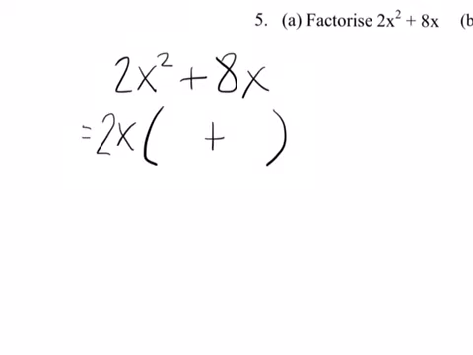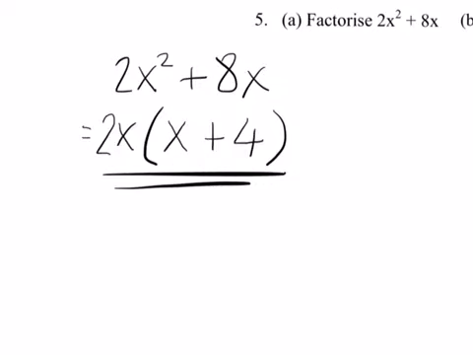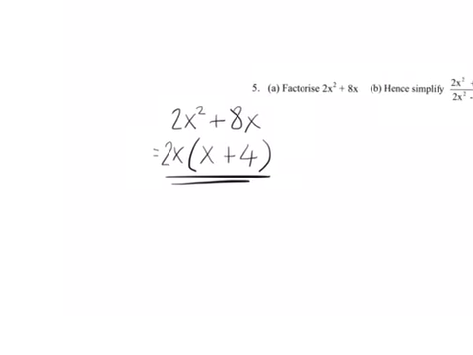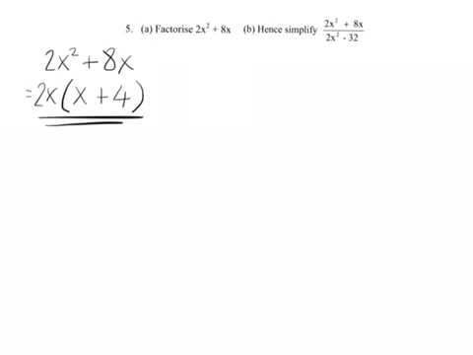So 2x times x gives us our 2x squared above, and 2x times 4 gives us our 4x. So that's our answer to the first part. Moving on to the second part of the question. The question in part B says hence simplify 2x squared plus 8x over 2x squared minus 32. The presence of the word hence here tells us that we're going to use this answer in part B.